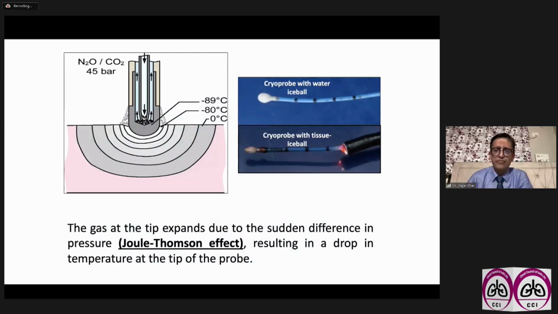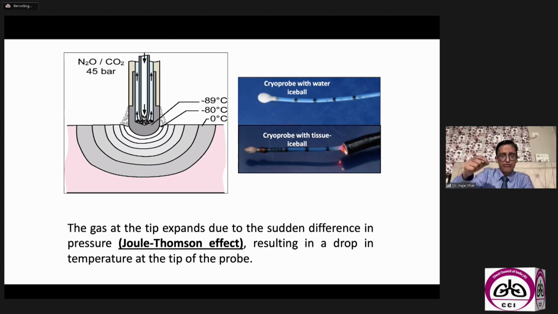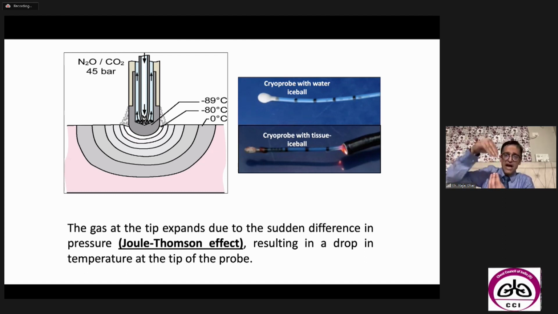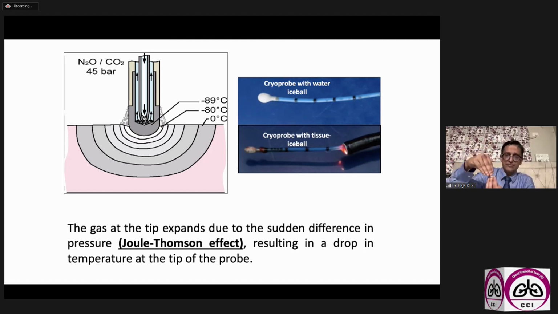The way cryo happens, and this is for the beginners, is that you apply the probe to the tissue on which you want to freeze. The temperature at the tip where the ice ball forms goes up to minus 90, in some cases up to minus 70 degrees centigrade. The gas at the tip expands due to this sudden drop of temperature, and hence the ice ball sticks to the tissue in question.